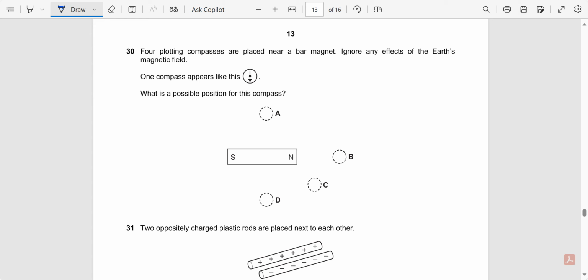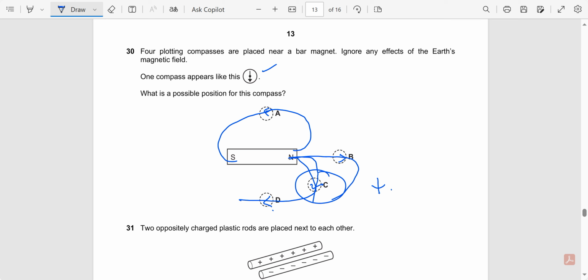Four plotting compasses are placed near the bar magnet, ignoring any effect of Earth's magnetic field. One compass appears like this. What is the possible position of this? So it should always go from north to south. So A should be pointing to this side, B to this side, C to this side, D should be pointing like this. So this is the right answer. From C it is going this way. This is what he is asking for.